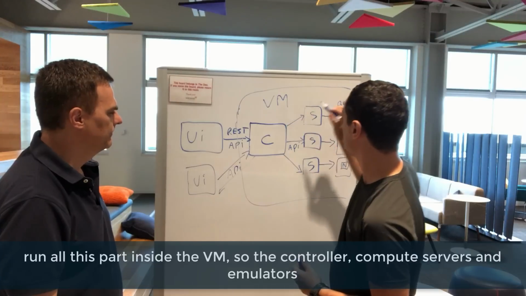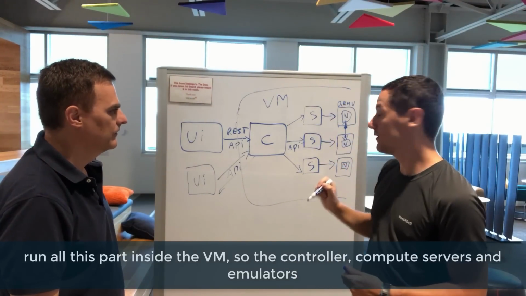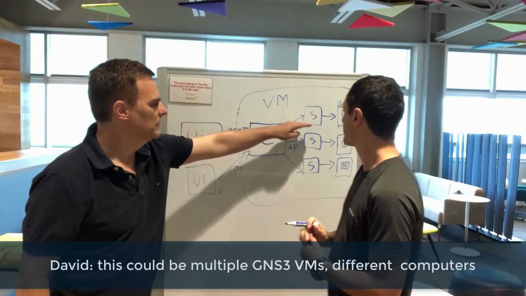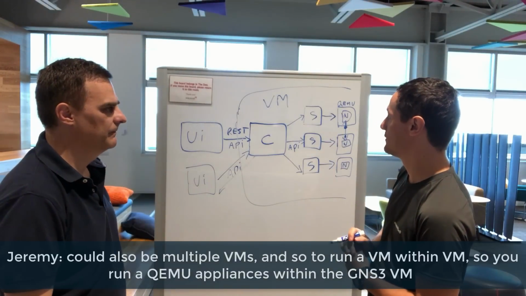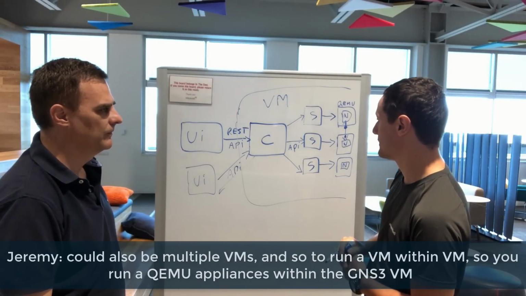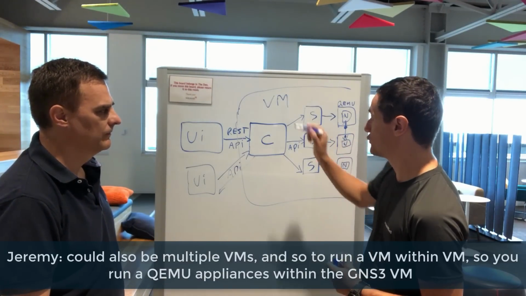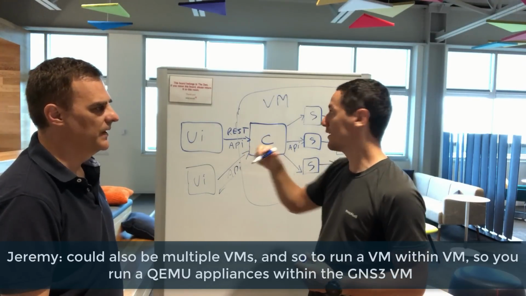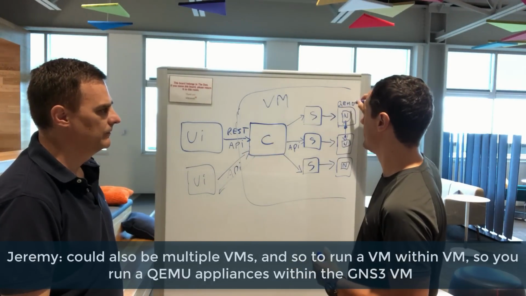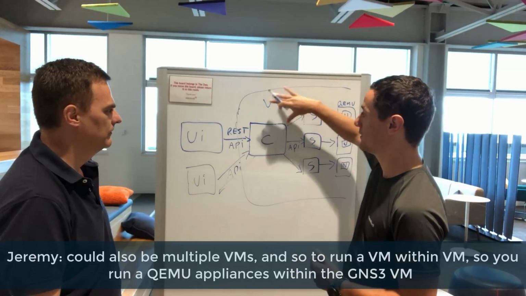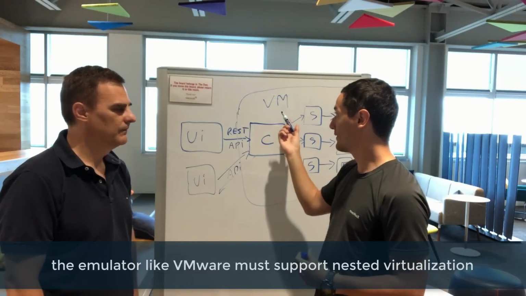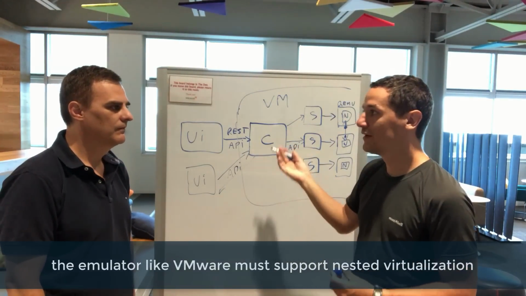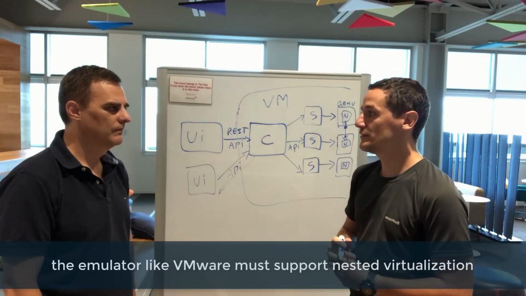So you actually run all these parts inside the VM. Okay. Yeah. So the controllers, compute servers, and emulators. This could be multiple GNS3 VMs on different computers. Could also be multiple VMs. And so to run a VM within a VM, you run QEMU appliances within the GNS3 VM. Yeah. The emulator like VMware must support nested virtualization.